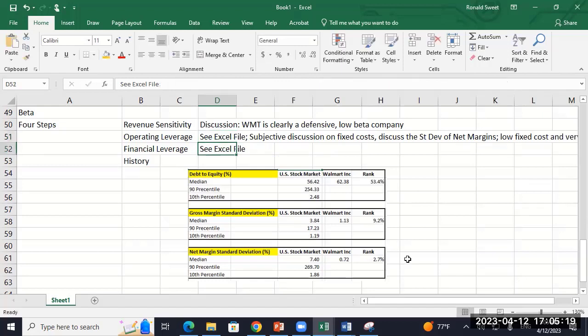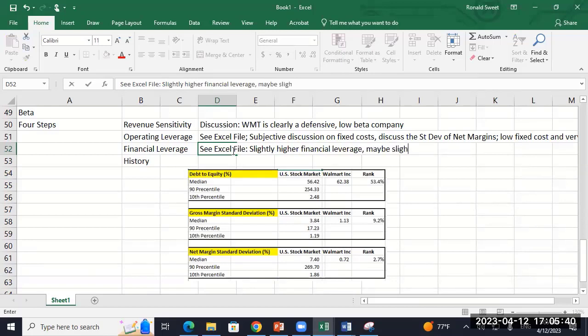All right. Financial leverage, Walmart, this is debt to equity. It's not standard deviation of debt to equity. This is the actual debt to equity. They're at 62%. Stock market's at 56%. So slightly higher financial leverage, maybe slightly increasing beta, but not much. It's probably not going to have that much impact on my view on beta.